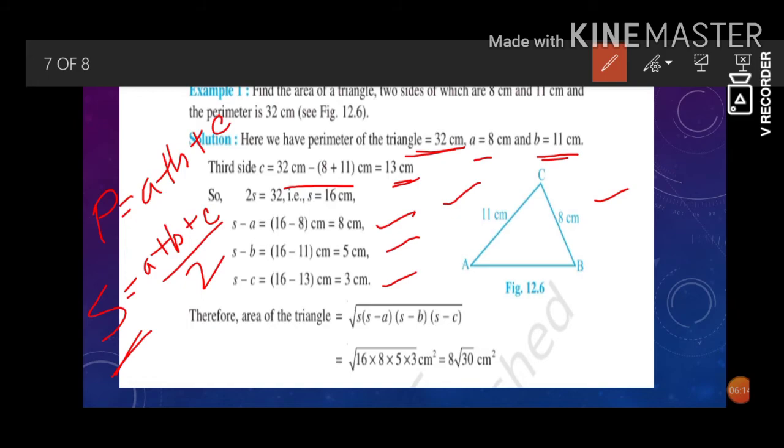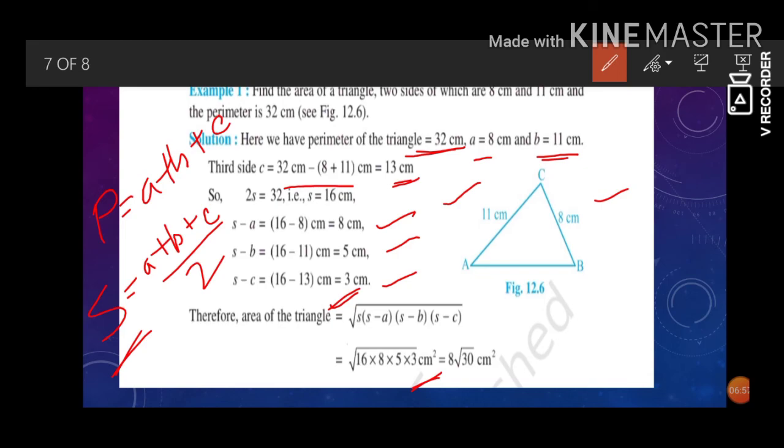Therefore the area of the triangle will be, we are going to use Heron's formula or Hero's formula. So root under S into S minus A, S minus B, S minus C. So root under 16 into 8 into 5 into 3. This will be the area of the triangle. Now since it is an area, the unit will be squared, so it will be centimeter square. So when we multiply and then simplify the value, we will get 8 root 30 centimeter square.